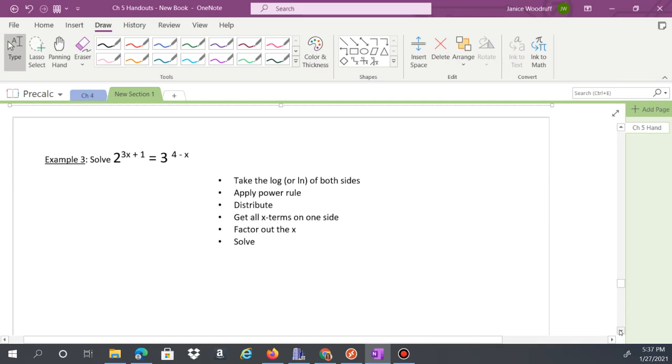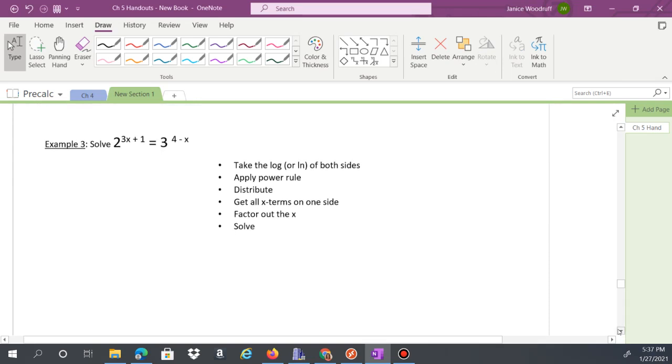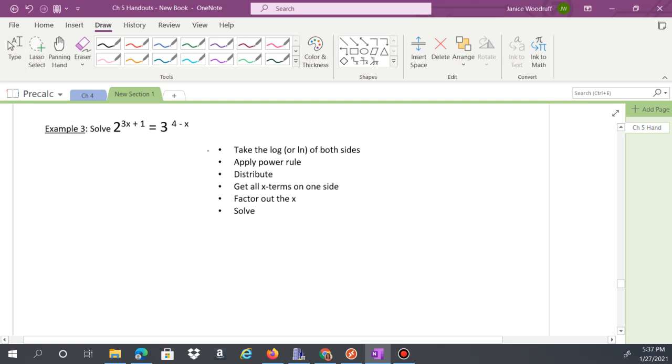Now this is very similar. You're going to have bases of 2 and 3. You cannot write them as powers of the same base. So we're going to start, same thing, with the log or natural log of both sides. Let's just go ahead and do the log. Same procedure. So you're going to go log, and then you have 2 to the 3x plus 1 equals log 3 to the 4 minus x.